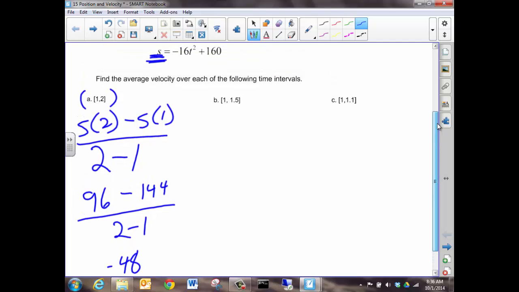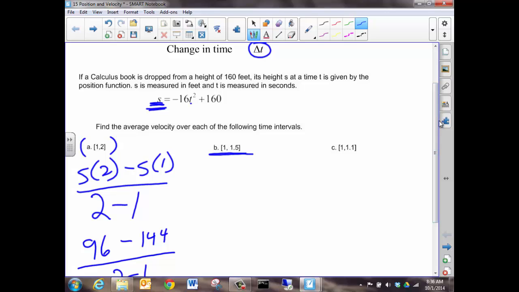So using these same steps, find the average velocity between 1 and 1.5. How would you do that? And you will be asked to do these things on FRQs very soon. As soon as Friday and as soon as the next test. All right, 96 we got by plugging 2 right here. We said negative 16 times 2 squared plus 160. I'm just going back and using this equation that I gave you.